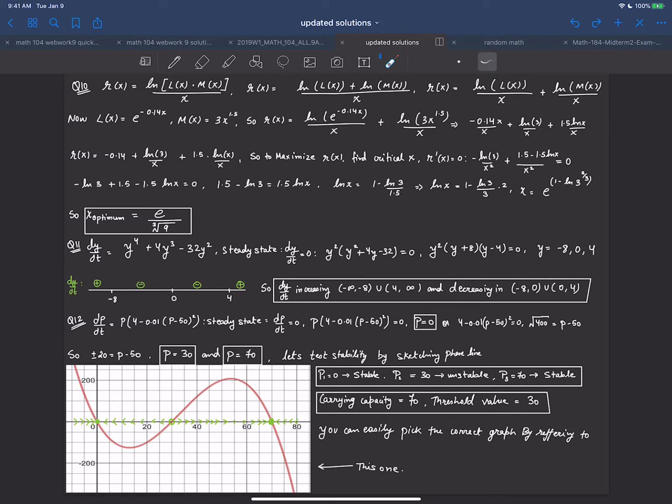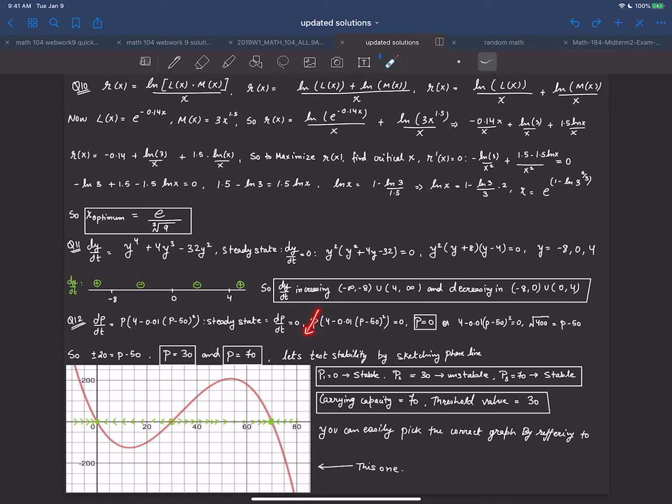Now, the last question tells us about the population of something. I don't know what that is, but it's talking about a differential equation which gives the population by this equation right here. Now, the first step is always to find steady states in this analysis. All you have to do is set it equal to 0.